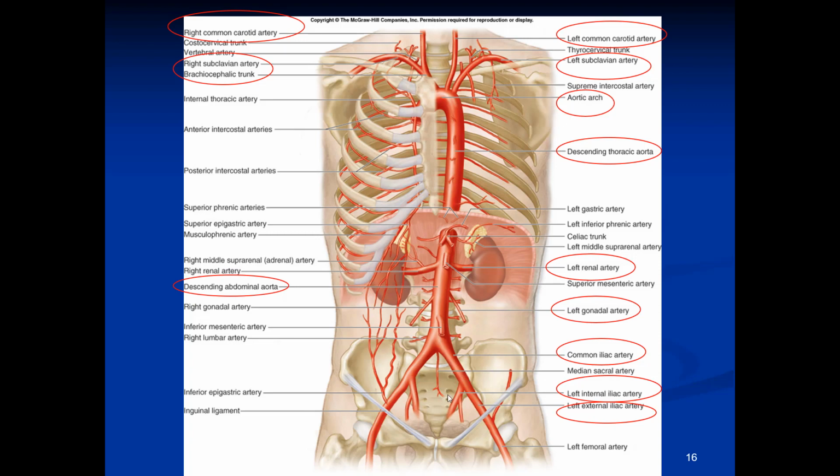And the good thing about the lower part of the body, it's pretty symmetrical. So if we talk about one side, it's a mirror image of the other side. So the common iliac, so this, for instance, would be the left common iliac, continues down a little bit, and then it's going to split into the internal and external iliac. So internal iliac, external iliac. And then it's going to continue down the leg, and we'll pick that up on another slide.